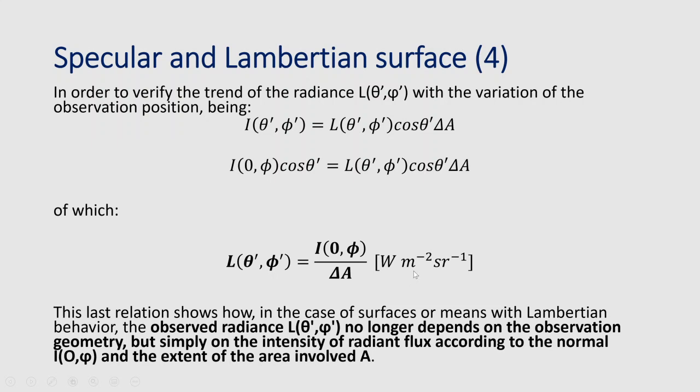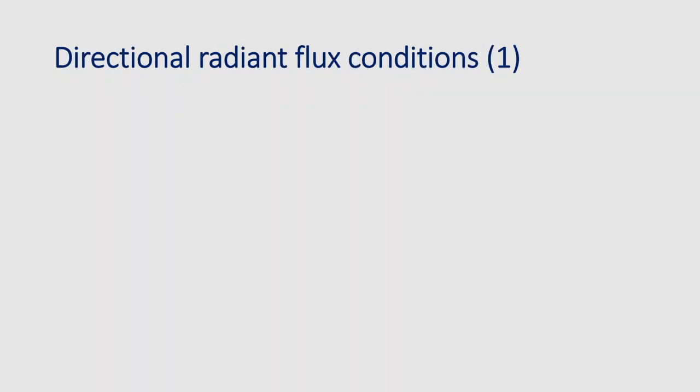So this is something that we already mentioned in the radiometry part. Well, you see, when we are talking about Lambertian surfaces, the intensity depends only on the intensity of the incident radiation and on the area that is involved in this radiation.